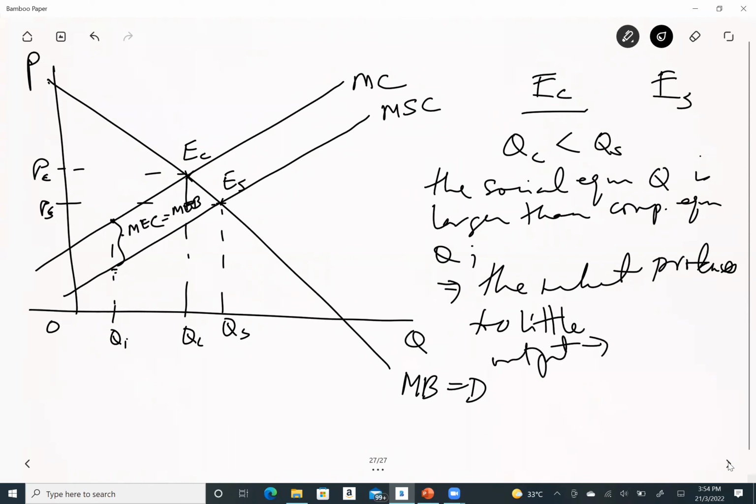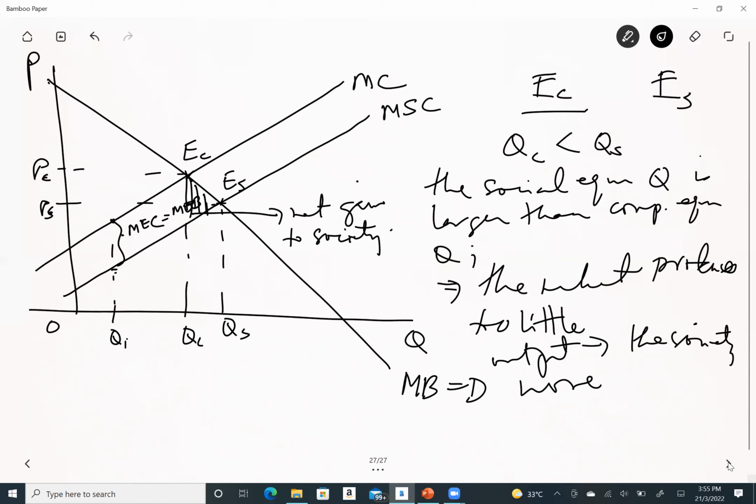We want more, okay? The society wants more. But the market produces too little. And you look at the price will be lower, okay? The social equilibrium price will be lower than the competitive equilibrium price, okay? All right. So you have the net benefit to the society, the area. Net gain to society.